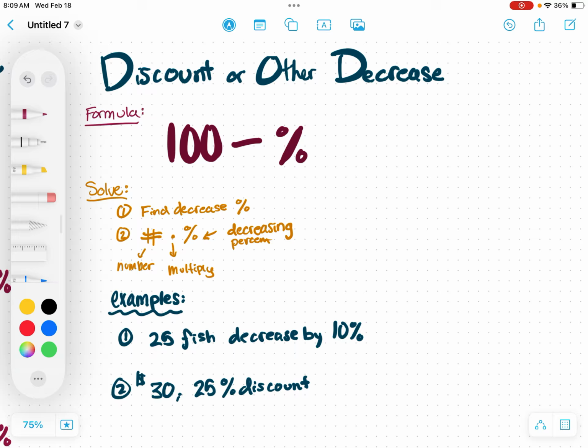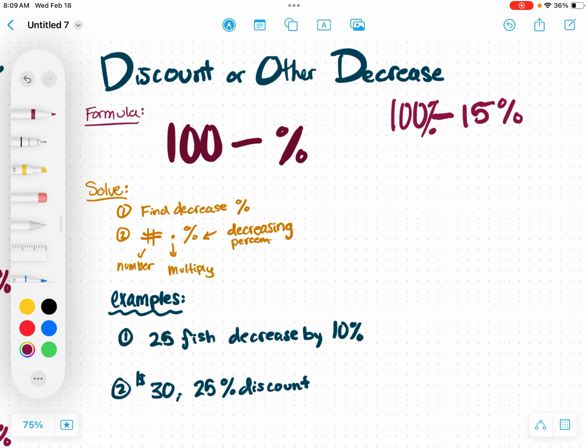So in this video, we're going to talk about how to find a discount or a decreasing percent. How you find a decreasing percent is you're going to take your percent and subtract it from 100. Say you were decreasing by 15%. That means you're going to take 100 and subtract 15%. We're subtracting because it's decreasing.